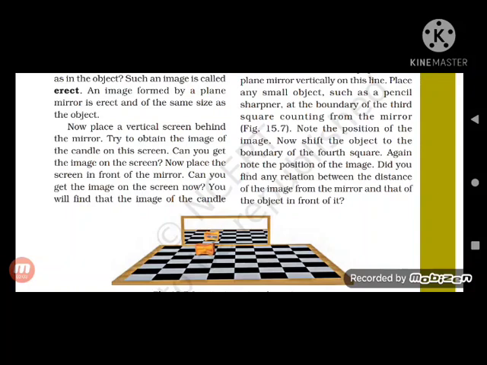And if you change the position of the sharpener or pencil, whatever, if you are putting that sharpener or pencil in the 4th box, then the image will be shown in the 4th box, at the same distance. Now observe all these things, taking different observations by taking different distances from the mirror.